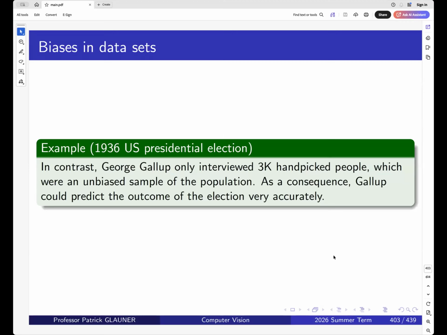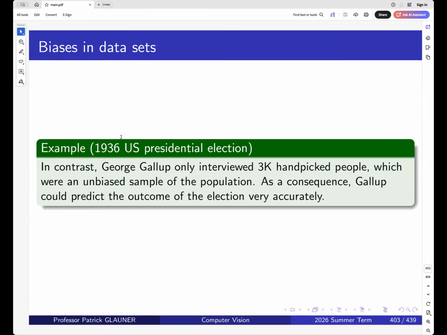Because if we just collect more and more biased data or low quality data, and there's not just bias, you may also have lots of errors in the data, incomplete data, that will not help. So don't just aim for more data, aim for more representative data.